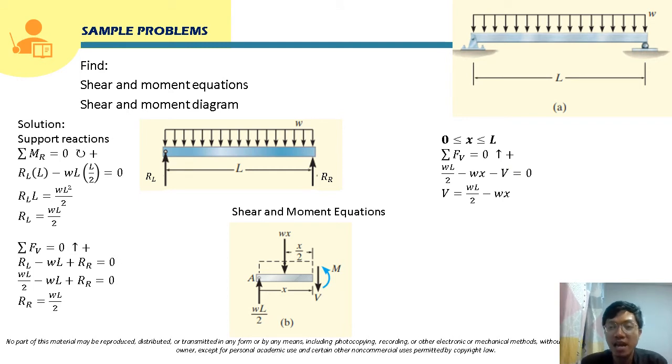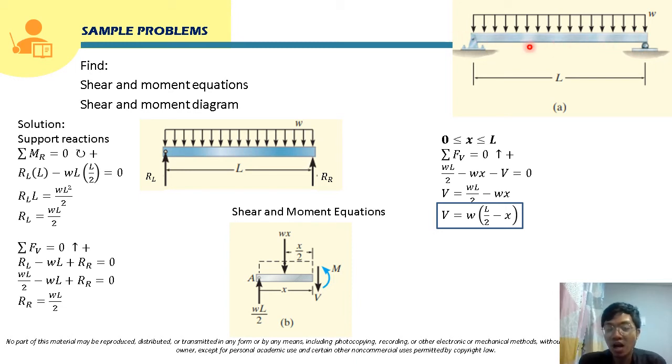And solving for V, class, we just transpose this negative V to the other side, so it will become positive. So V will be equal to WL over 2 minus WX. Okay, so we can factor out W here, right? So V is equal to W times quantity L over 2 minus X. In this case, class, this will now be the shear equation. So you can already box this. We can use this shear equation for this segment.